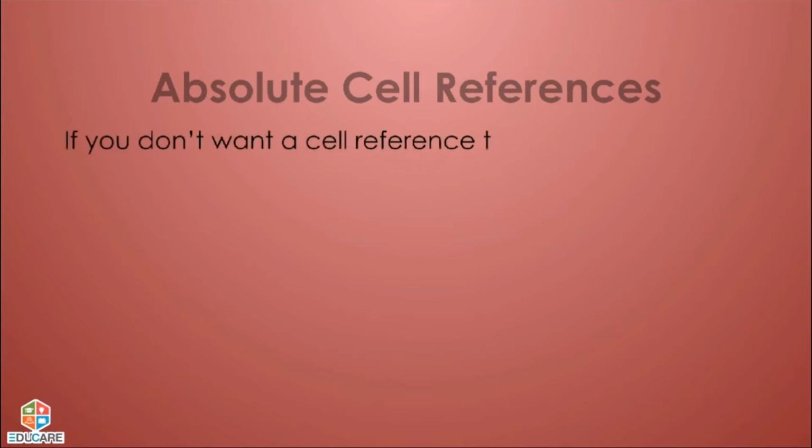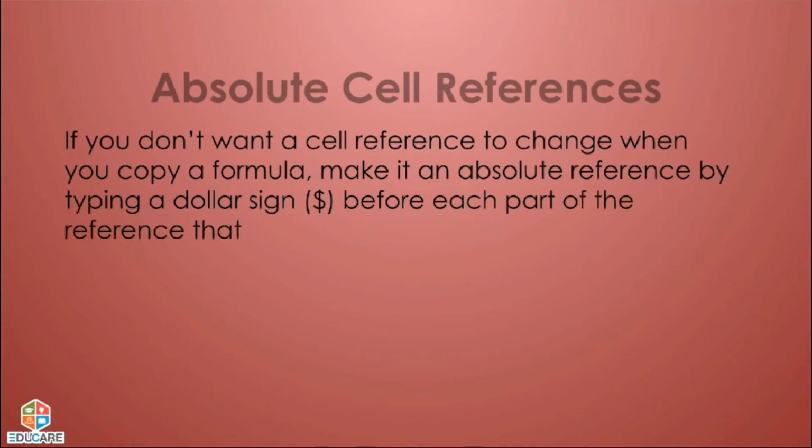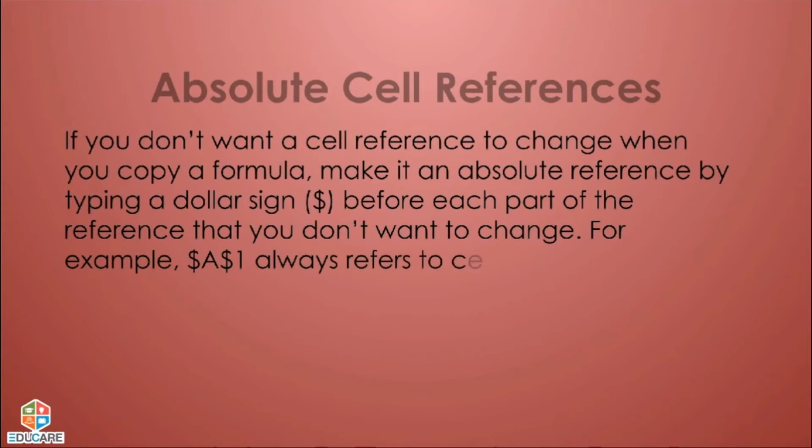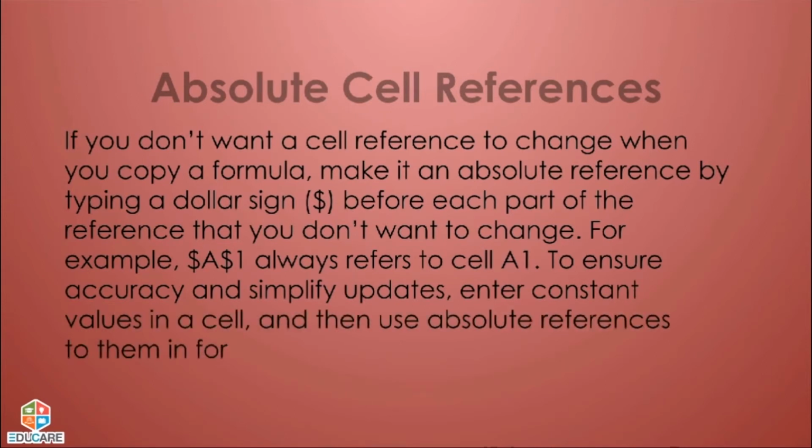Absolute cell references. If you don't want a cell reference to change when you copy a formula, make it an absolute reference by typing a $ before each part of the reference that you don't want to change. For example, $A$1 always refers to cell A1. To ensure accuracy and simplify updates, enter constant values in a cell and then use absolute references to them in formulas.